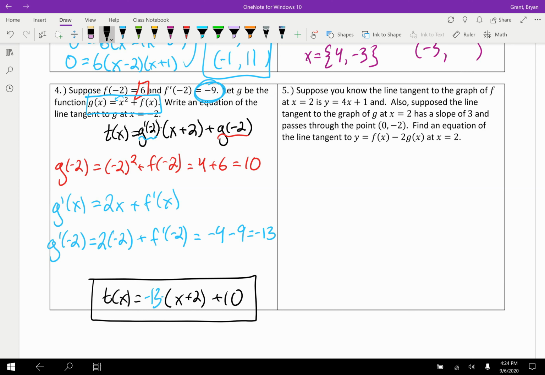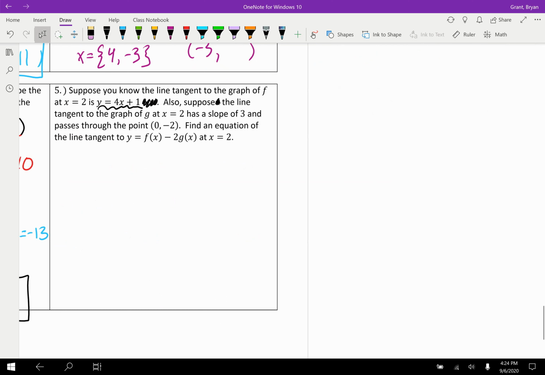5, I think, is probably more of the same, but there's a couple more pieces to it. So let's go ahead and read through. So we know the line tangent to the graph of f at x equals 2 is this tangent line. Now, I want to pause quickly, and I'm not quite sure why there's an extra and here. Also, suppose the line, okay, well, that's awkward. So let's take a look and think about the graph of f at x equals 2.